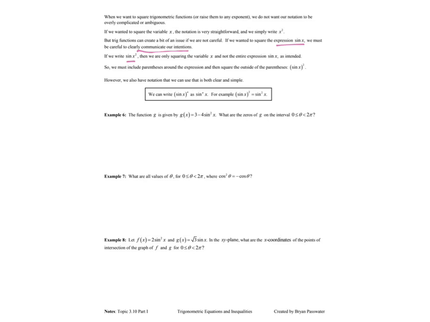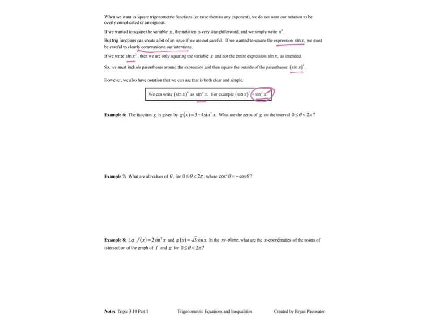We could put parentheses. We could write it like this, sine x squared. The more conventional notation, and what we usually do in class, is we'll write it as sine squared x. This is saying sine x squared, but I know that I'm trying to square the sine, the operation, the trig value. So when you see this business, you need to know that's sine squared.